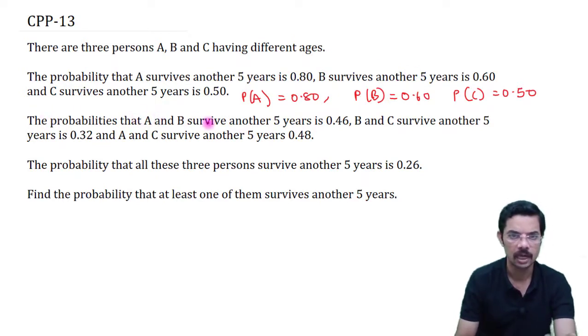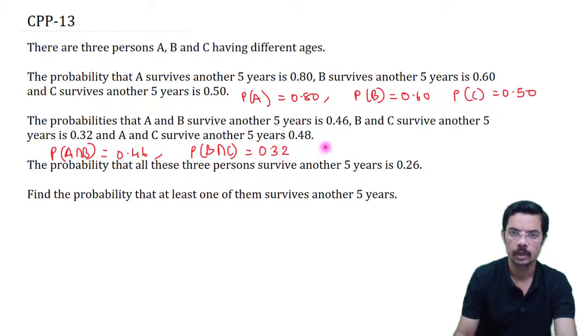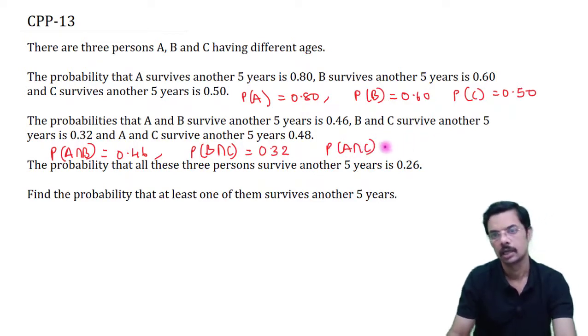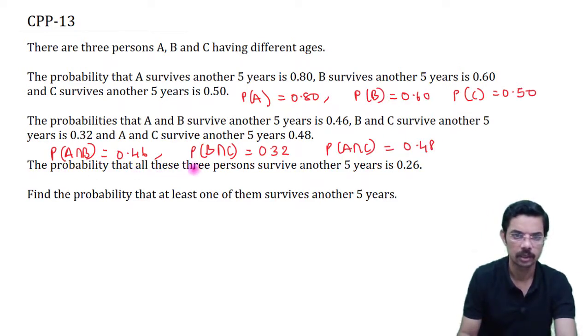Okay, now the probability that A and B together survive another 5 years is 0.46. So let me take this as A intersection B. Probability of A intersection B is equal to 0.46. Then we have B and C survives together. It is a probability of B intersection C, because together, okay, it is 0.32. And we have probability of A intersection C or C intersection A will be equal to 0.48, and that all these three people survive another is 0.26.